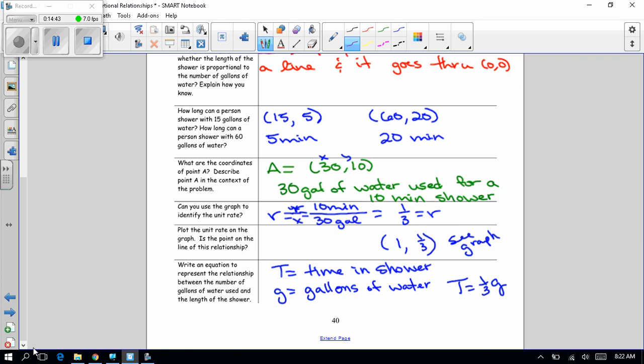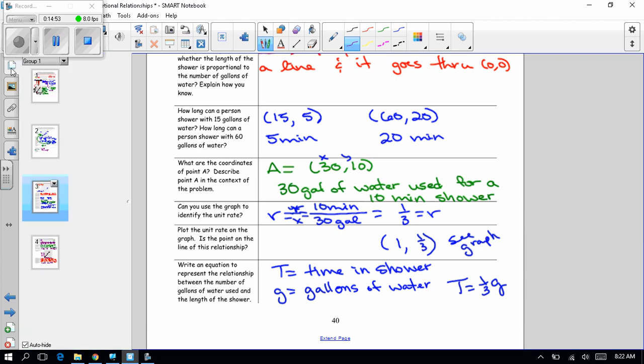And then my equation, I use T for time and G for gallons. Not very original. But I said T is equal to 1/3 G, right? The time you're in the shower is 1/3 the number of gallons. All right. If you need to pause that and make changes, go ahead and do that and then hit play again.